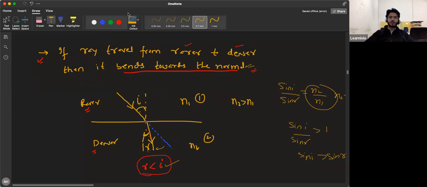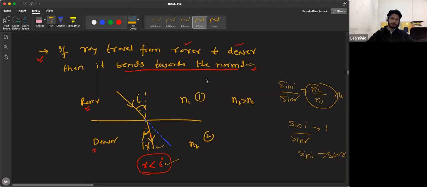Anshika, which one has a higher refractive index, the rarer or the denser medium? Sir, the denser. Denser. Note it.